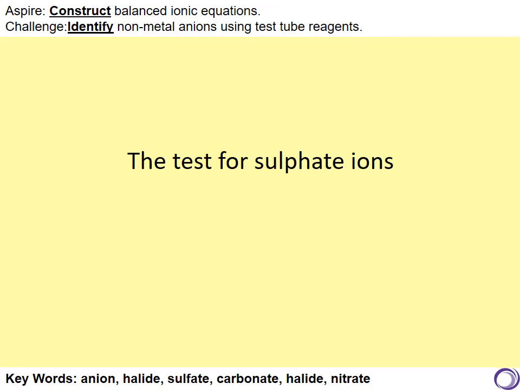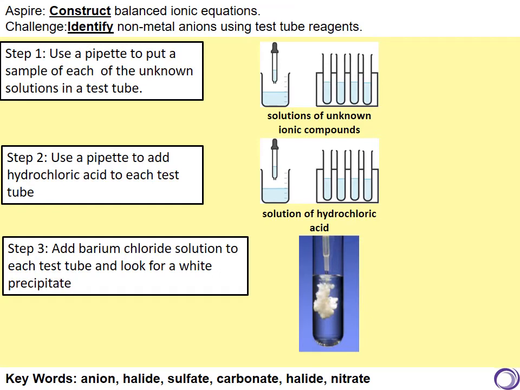Test for sulfate ions then. This time, the first step, again, we put samples of the unknown solution into the test tube. We then again add an acid, and this time we can use hydrochloric acid because we're not testing for chloride ions. The only acid we couldn't use is sulfuric acid because that contains sulfate ions. If you wanted to use nitric acid, as we did the previous test, that would also be okay.